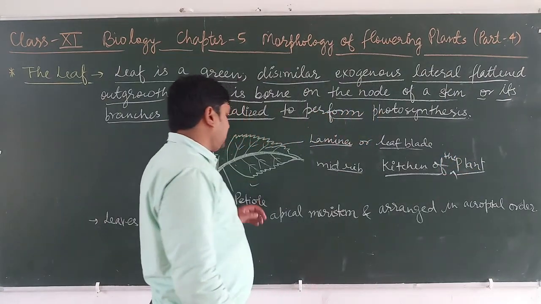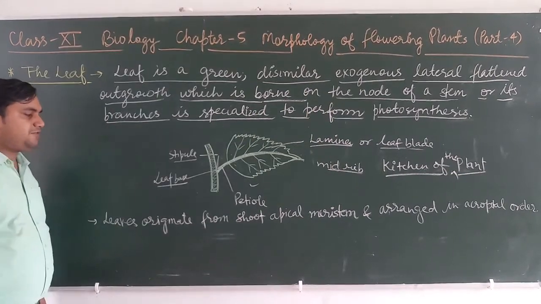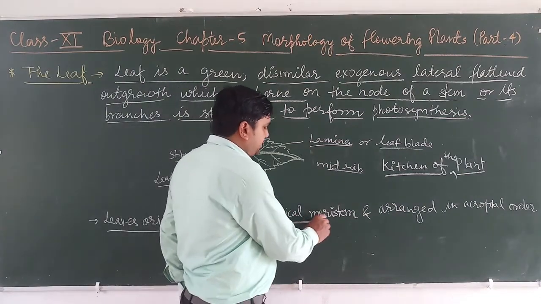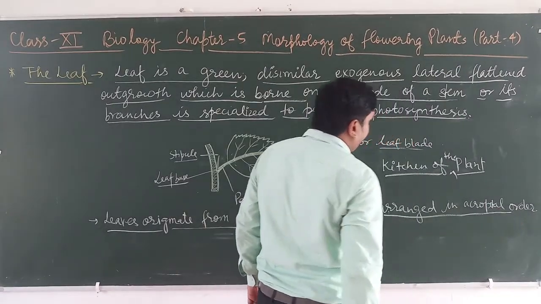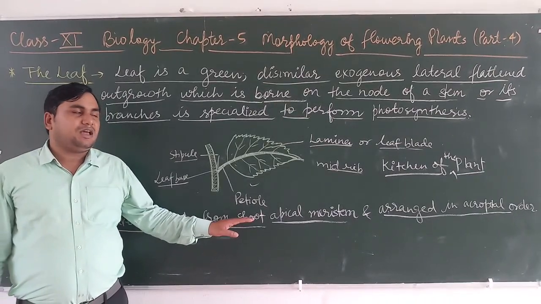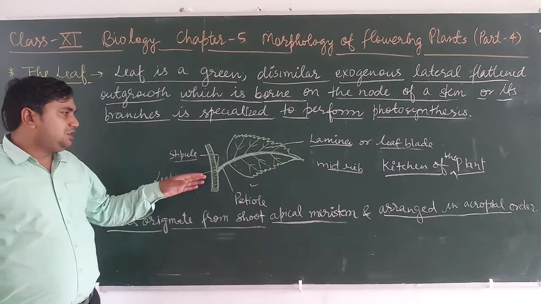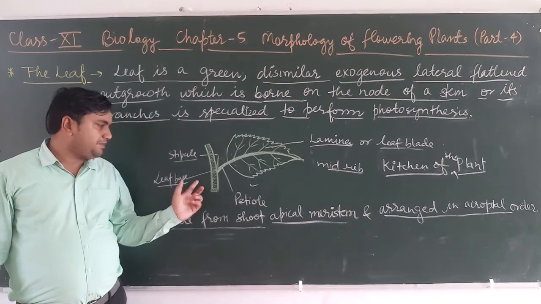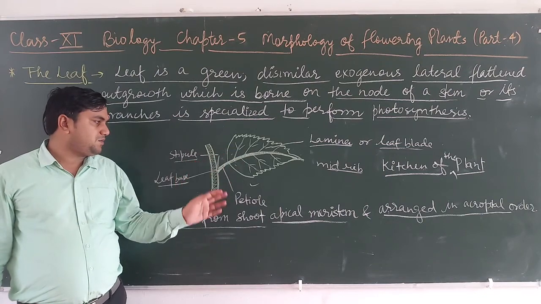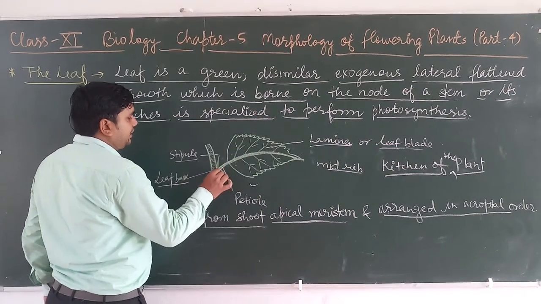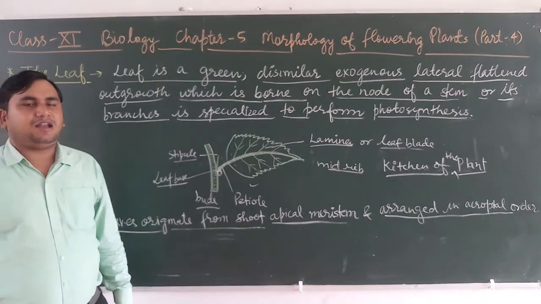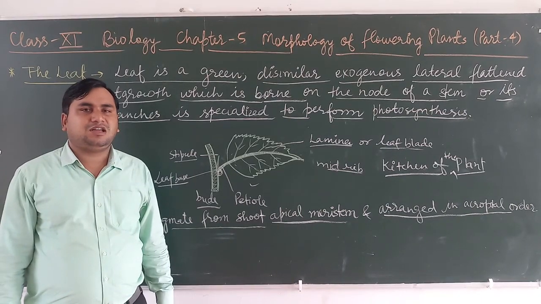Leaves originate from the shoot apical meristem and are arranged in acropetal order, and they have three basic parts: leaf base, petiole and lamina. They have different veins. Stipule is found here. Axillary buds are also found, and the leaves perform the function of photosynthesis in the plants.